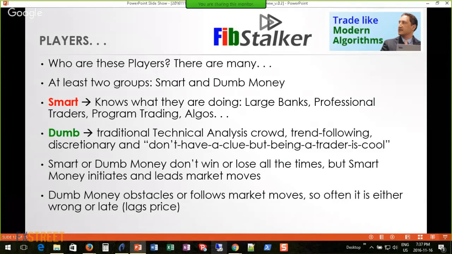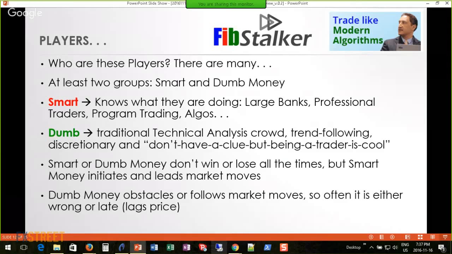All right. On the other hand, we have the dumb money, and the dumb money has a totally different effect. Dumb money tends to obstruct price and follows market moves. So it doesn't lead, but follows. And so often it's either wrong or late, because we know very well that following always produces lags. A typical example is moving averages, right? If we follow moving averages, we always lag price, and more often than not, we will be wrong.